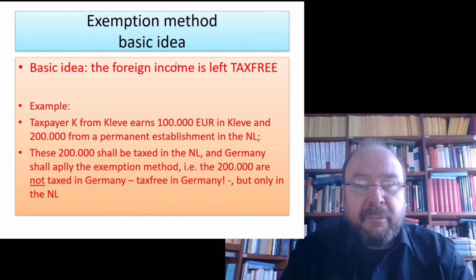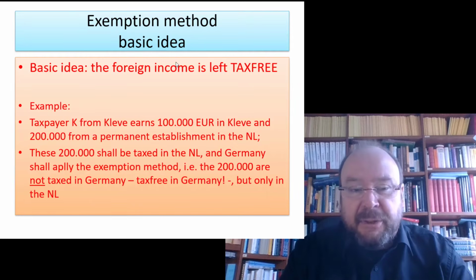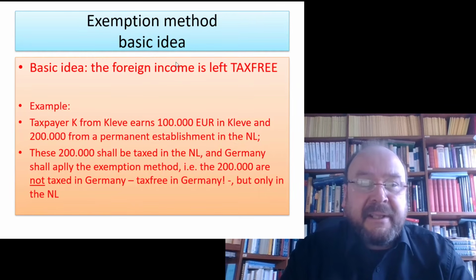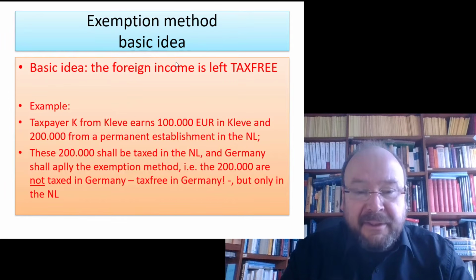Naturally, that doesn't happen with all income, but where the exemption method is applied, there the foreign income is simply left tax-free. So imagine you have a taxpayer, let's say it's K from Kleve in Germany. That taxpayer earns 100,000 euro in Kleve and another 200,000 from a permanent establishment of his shop in the Netherlands.